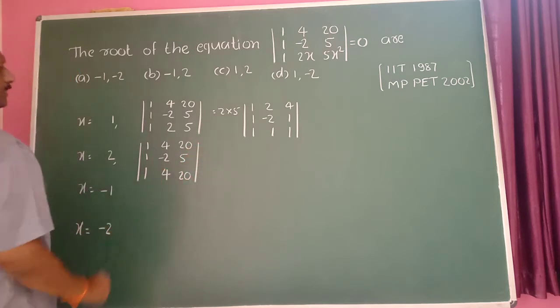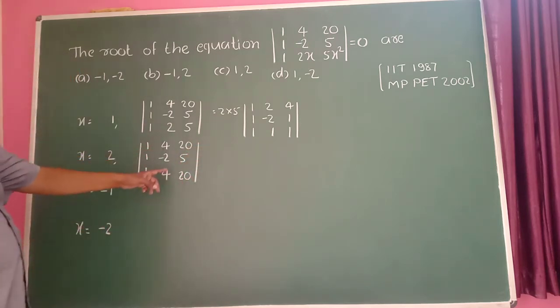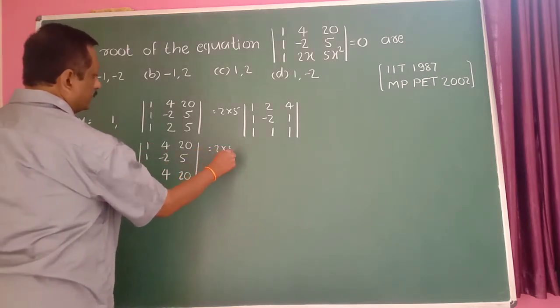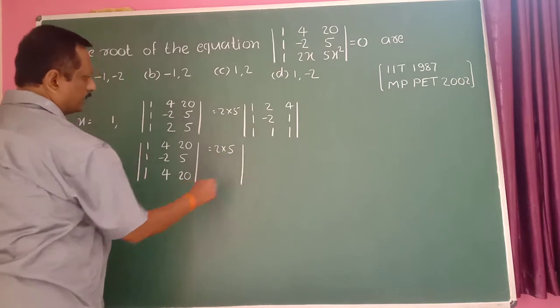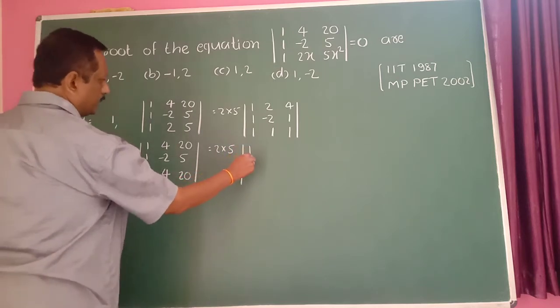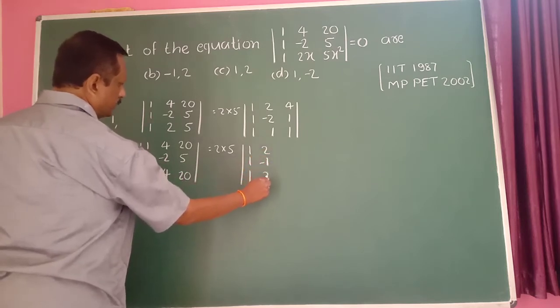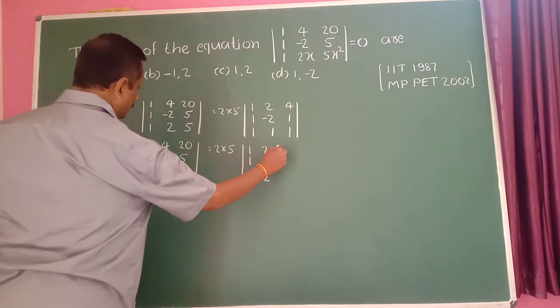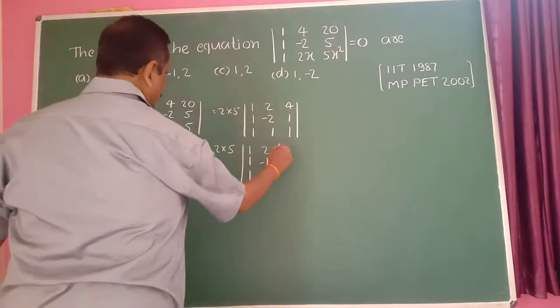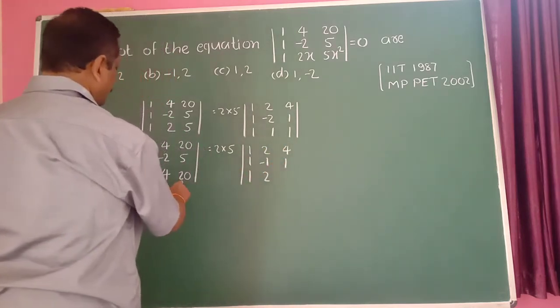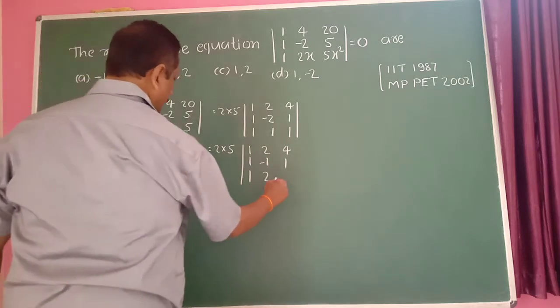Okay, therefore here take 2 common factor, here 5 common factor. 2 into 5 into determinant of. So 1 and 1. So 2 minus 1 is 2. Then 4. Okay, 5 4s are. Then 5 1s are. And 5 4s are.